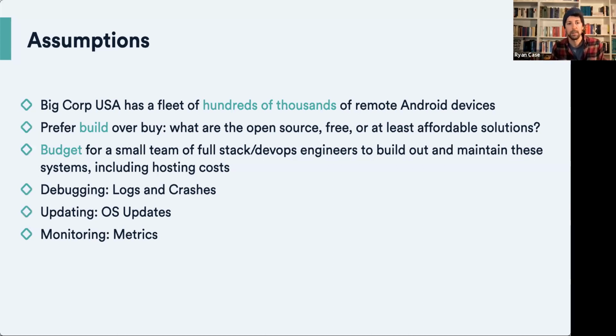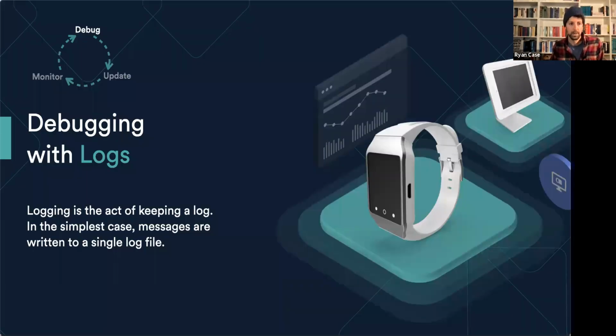And again, we'll also make some assumptions about the methods for this domain. So for debugging, we'll assume we're looking at logs and crashes. That's typically what we see people collecting. For updating, we'll talk about OS updates. And for monitoring, we'll talk about metrics, and we'll talk about what we mean by all of these terms as we go through each of them. So logs, pretty straightforward. These are just a record of what happened, usually a timestamp, some metadata, and a record of an event.